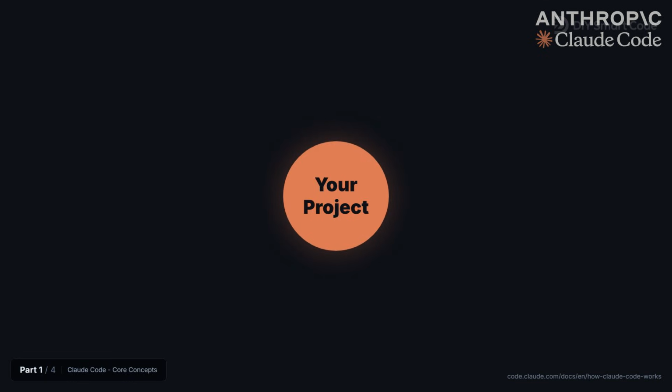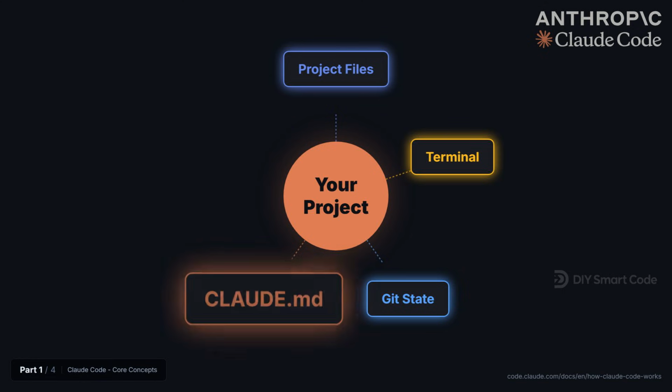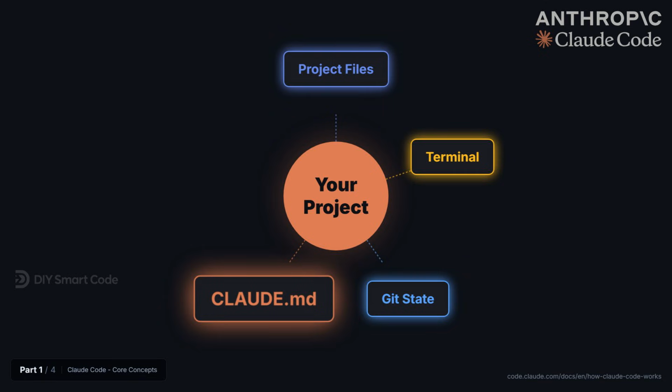When you run Claude in a directory, it gets access to everything you'd need. Your entire project, files and subdirectories. Your terminal: any command you can run, Claude can run too. Your Git state: the current branch, uncommitted changes, recent history. Your claude.md file: persistent project instructions that Claude reads every session. And any extensions you configure: MCP servers for external services, skills for workflows, and subagents for delegated tasks.